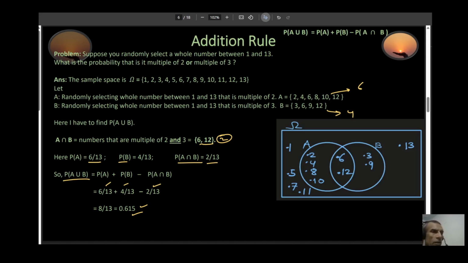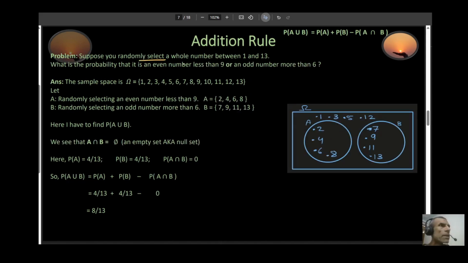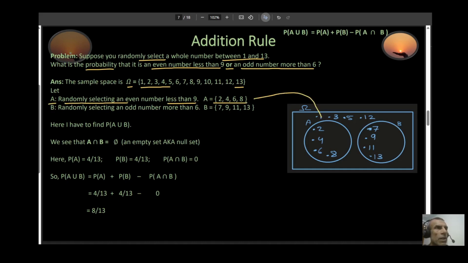So suppose you randomly select a whole number between 1 and 13. What is the probability that it is an even number less than 9 or an odd number more than 6? So the sample space in this case is given by 1, 2, 3 all the way up to 13. So let A be an event, randomly selecting an even number that is less than 9. So my A would be given by 2, 4, 6, 8 right here.